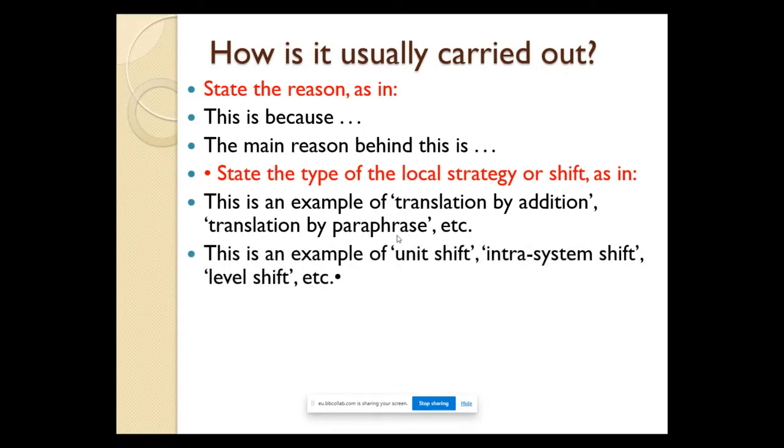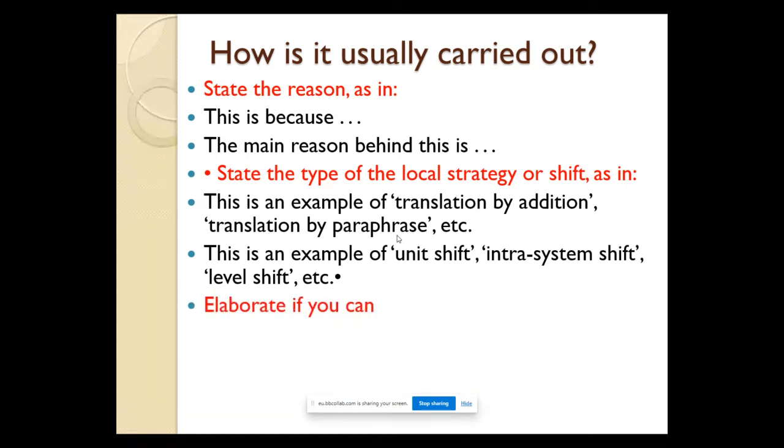So we can say this is an example of unit shift or intra-system shift or level shift. Of course, all these come from Catford's 1965. If you're interested in this book, I can send you a PDF copy or soft copy of this book. So again, you have to have some thorough and solid background in theory to refer and to link your justification to the theories of translation stated before.